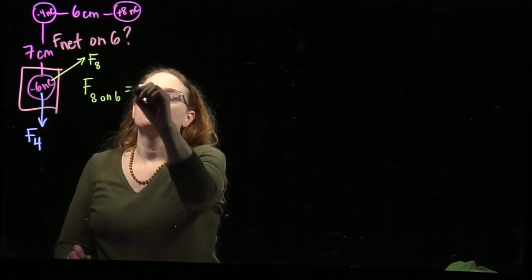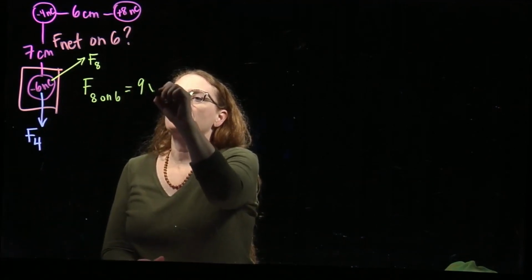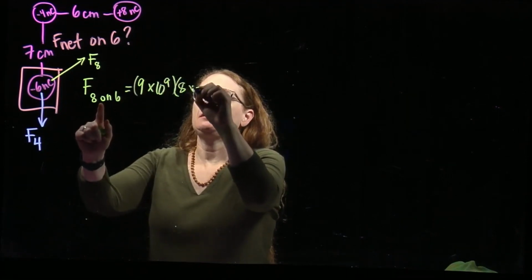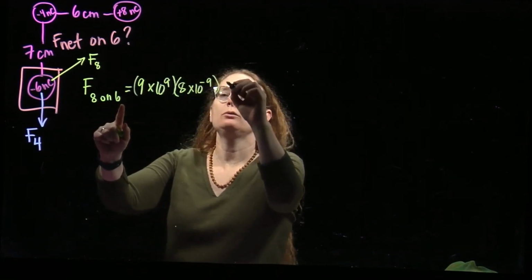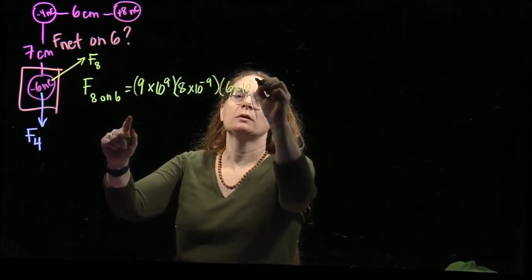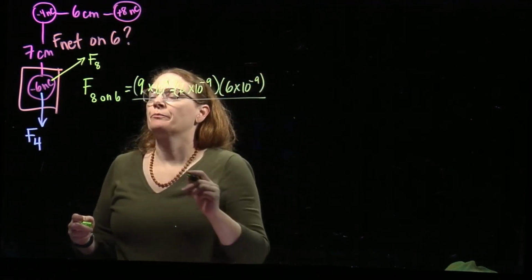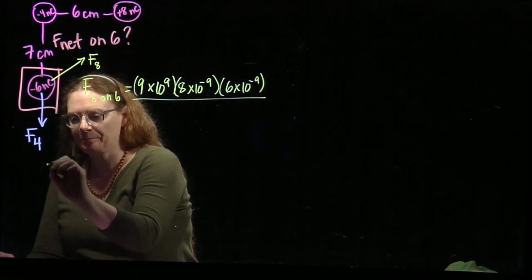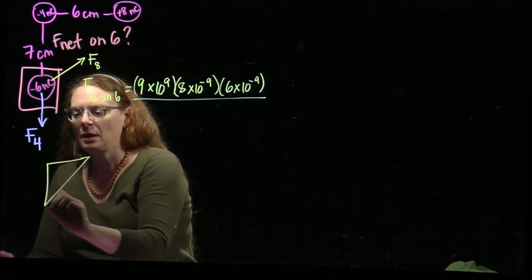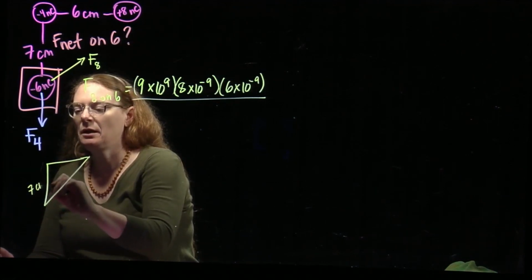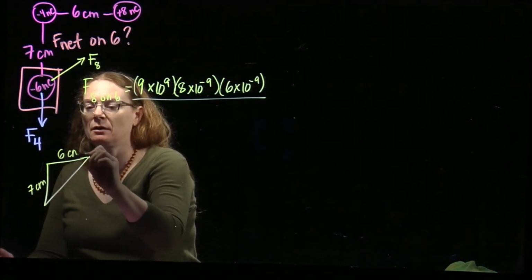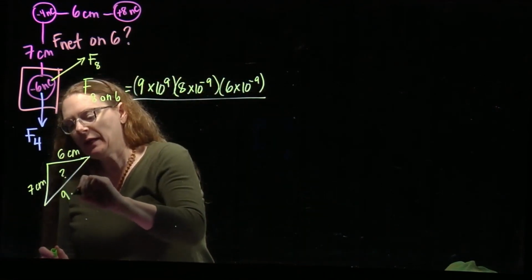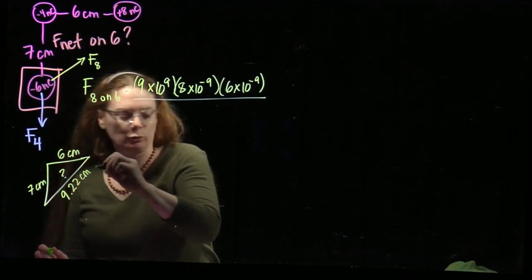acting on the 6. Coulomb's law. Okay, our constant, 9 times 10 to the 9. And charge 1 is 8 nanocoulombs. Charge 2 is 6 nanocoulombs. What's the distance between them? Dang it, why do I always pick the angled one first? So we have to figure out the distance between them. Draw a triangle, 7 centimeters here, 6 centimeters here. What is that going to be? Well, the Pythagorean theorem tells me it's going to be 9.22 centimeters.